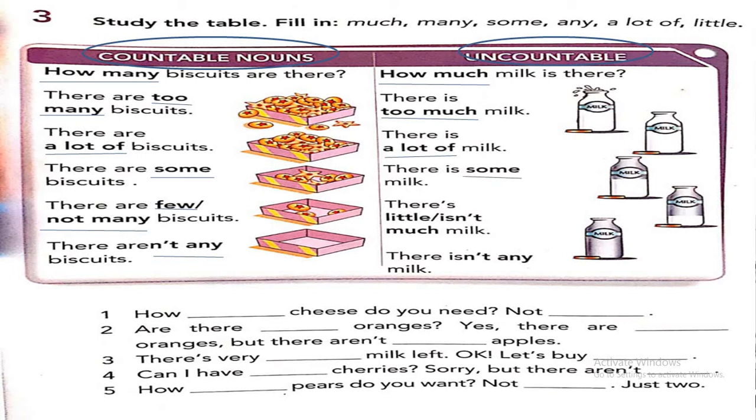There is some milk, and we have there is little, or there isn't much milk, and there isn't any. So any is also a word that goes with countable and uncountable nouns. And you have here sentences to do from 1 to 5. Please make sure you pause the video and try to do the exercise before I give you the answers.